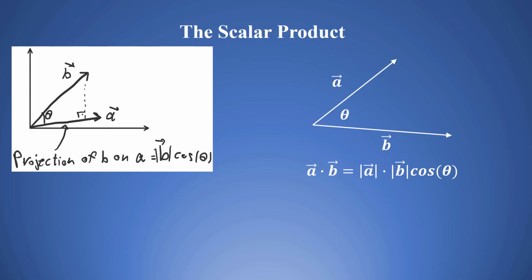This is all you need to know about the dot product, the first type of the vector multiplication. In the next section, we will talk about the second type of multiplication, the vector multiplication. See you there.